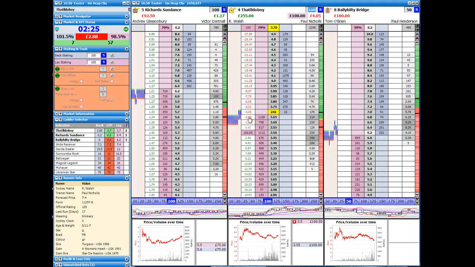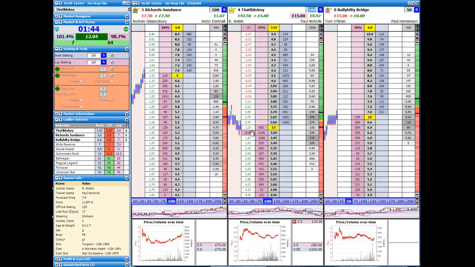I just quickly fired in £100 at 3.55. It was a bit random, frankly, I think, that particular entry point there. And I'm paying the price for it. It's drifted away to 3.6.